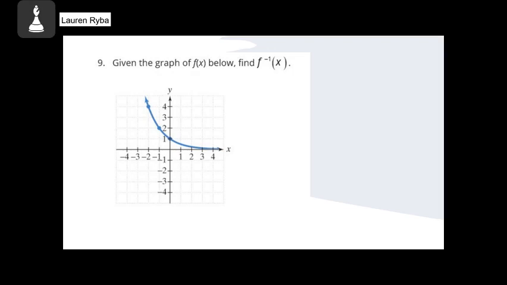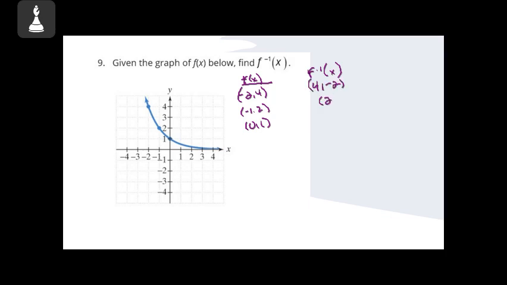So we have another one here. Again, they give us 3 points in the original graph. The original graph is -2, 4, -1, 2, and 0, 1, which means the inverse values are just going to be flipped. So 4, -2, 2, -1, and 1, 0. And it's going to look like that.